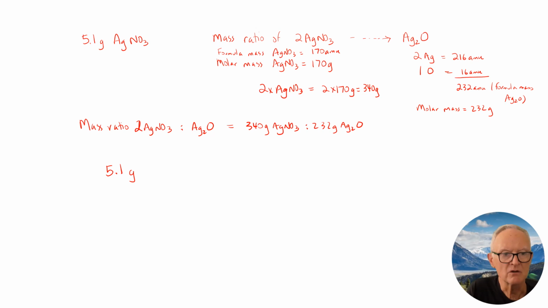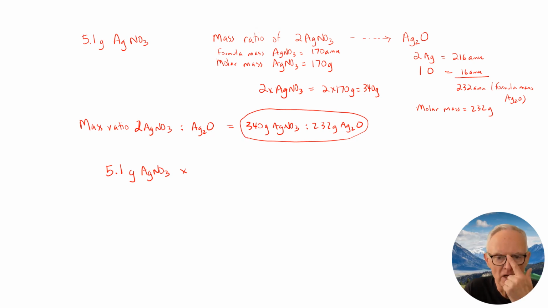We start with 5.1 grams of silver nitrate. We multiply that by the conversion factor, the mass ratio in this particular chemical reaction between silver nitrate and silver oxide. And we want silver oxide in the numerator, so it's 232 grams. And we want silver nitrate in the denominator because we are going to cancel those units. So our grams of silver nitrate in the denominator here cancel with grams of silver nitrate in that first term there.